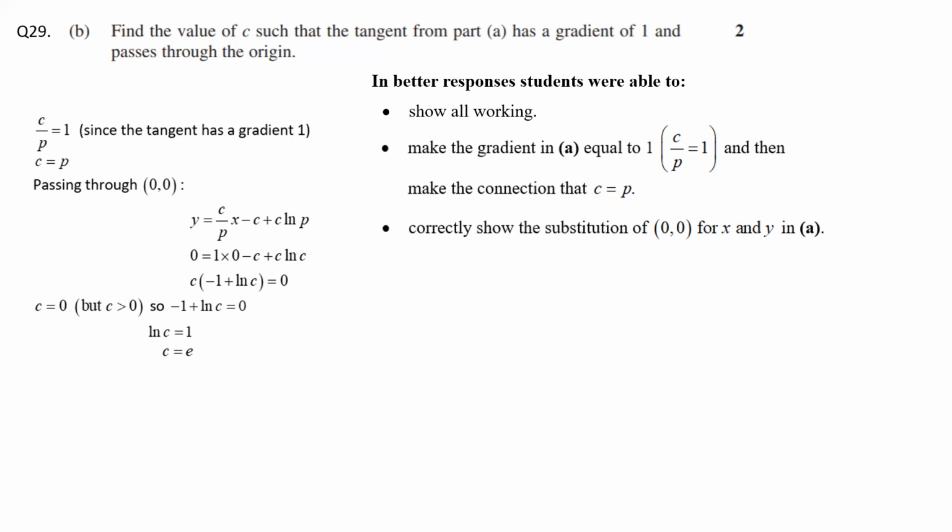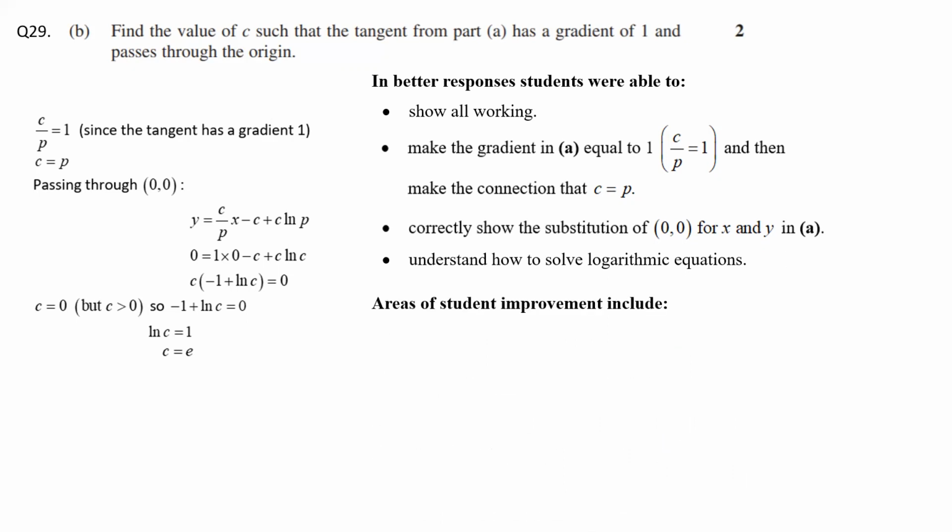Correctly show the substitution of the origin for x and y in A, and obviously understand how to solve logarithmic equations. In students that needed to have some sort of improvement in this particular type of question, again, as before, attempting the question and clearly writing their value for c is an important concept. They weren't finding a value for c in this particular question, those students that struggled with it. And there was a percentage of students that were just not attempting this at all either.